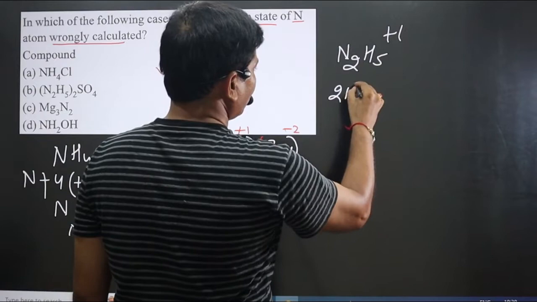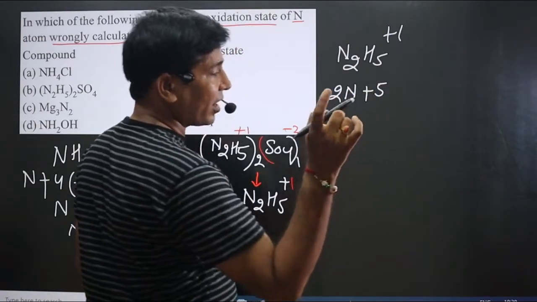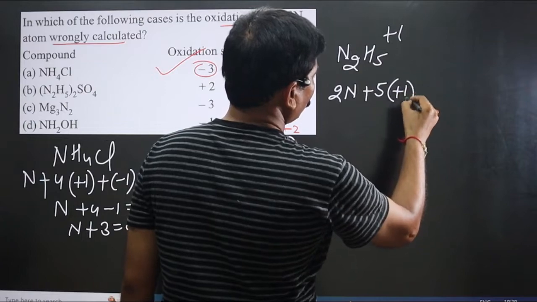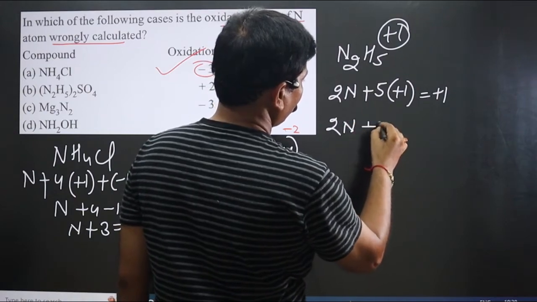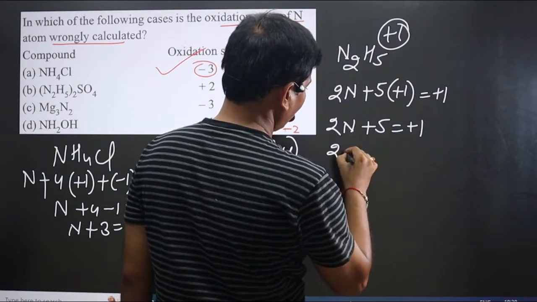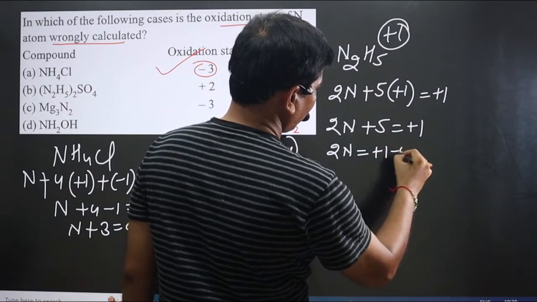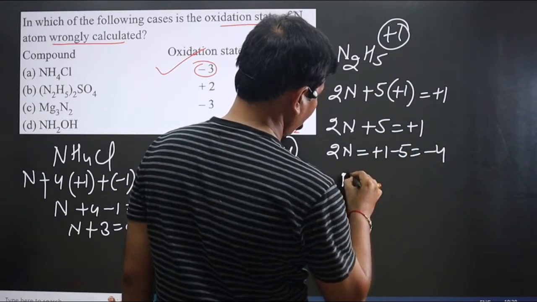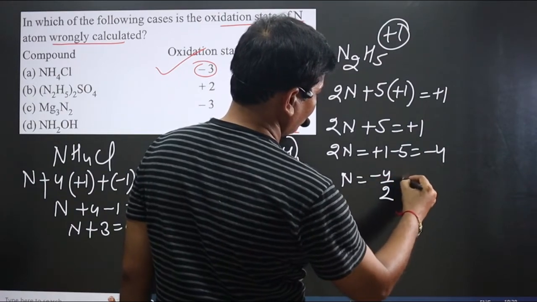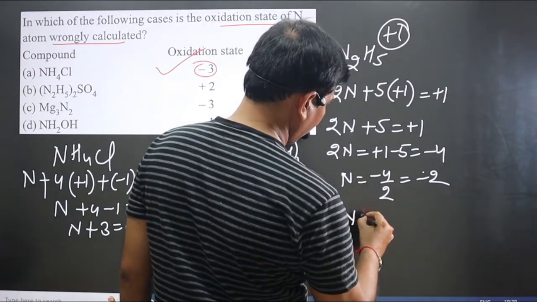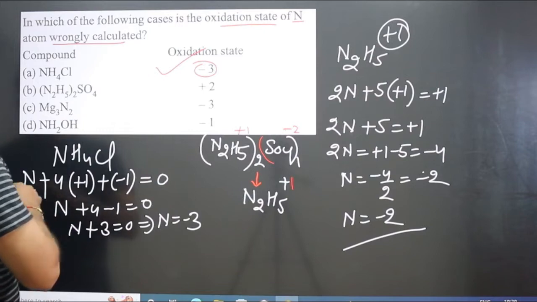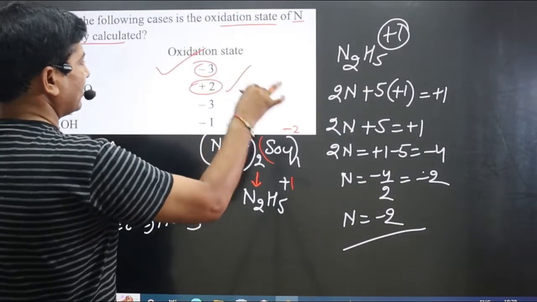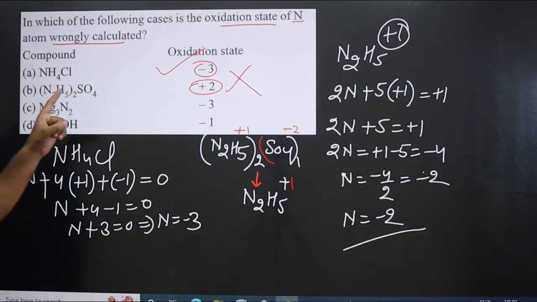2 nitrogen plus hydrogen. How many hydrogen? 5 hydrogen, and each hydrogen is +1. The total charge is equal to +1. Then we have 2 nitrogen plus 5 is equal to +1. Then 2 nitrogen is equal to +1 minus 5, and we got -4. Then nitrogen is equal to -4 divided by 2, so we get -2. Nitrogen is present in -2 oxidation number. Here it is given +2, which is not correct. So in this case nitrogen is present in -2 oxidation number, not in +2 oxidation number.